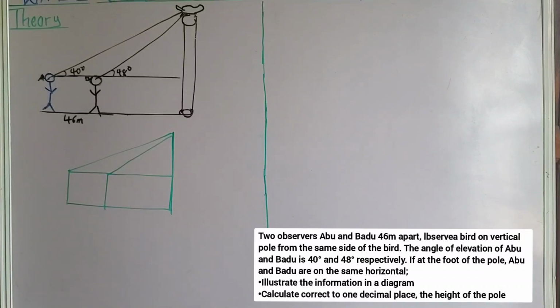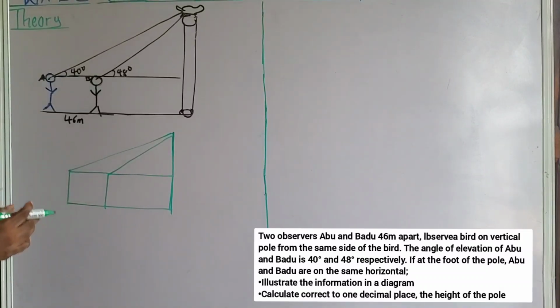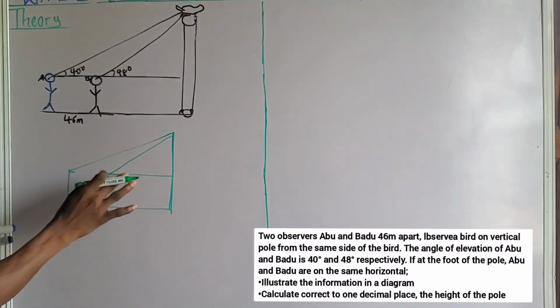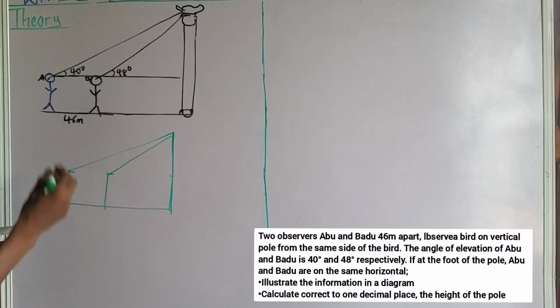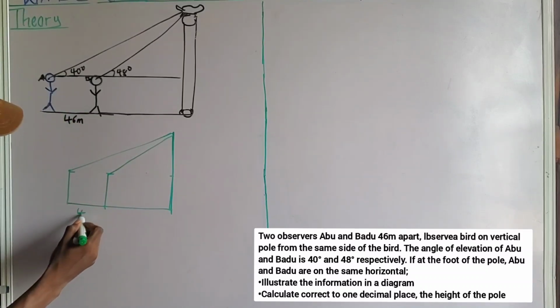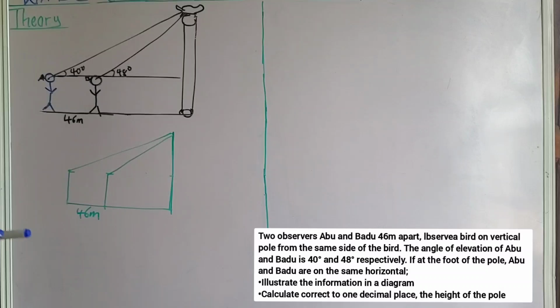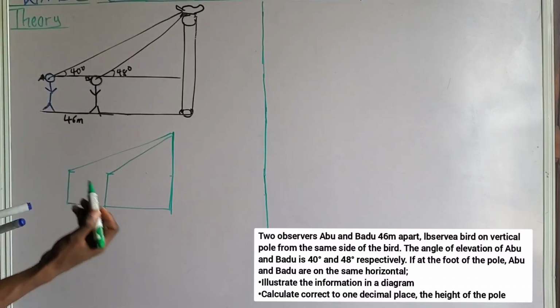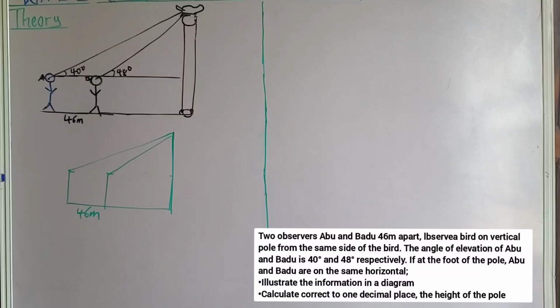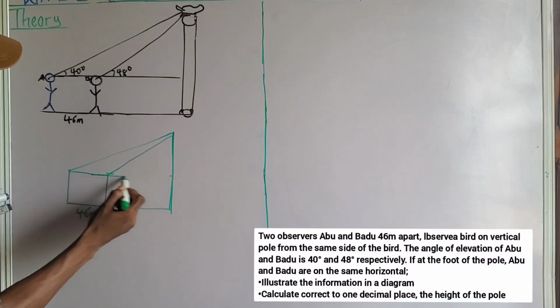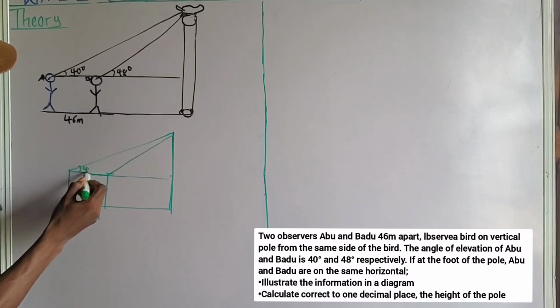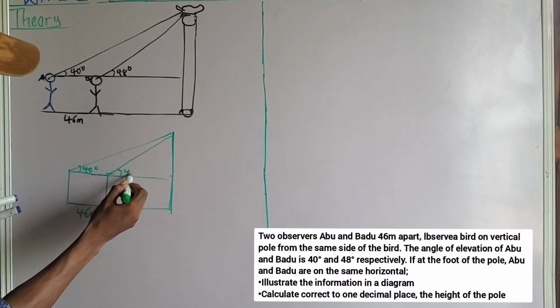You can draw the diagram in this way, and the distance between them is 46 meters. Do you understand? So if you are solving this in the exam, you can draw the diagram in this way. This is 46 meters, and this is 40 degrees, and this is 48 degrees.